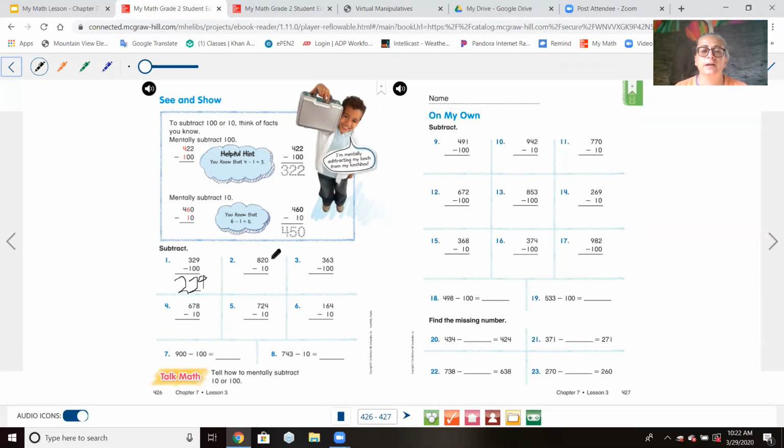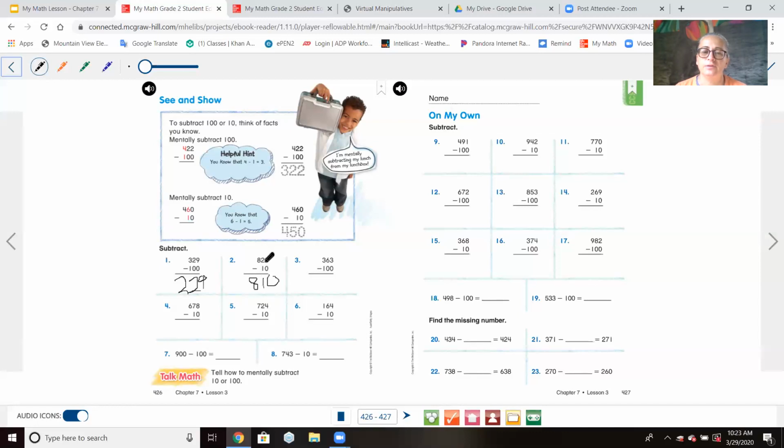So now let's look at 820 minus 10. This time I'm not going to go to the manipulatives. We're just going to follow through looking at ones, tens, and hundreds. When we have 0 minus 0, remember that stays the same. 2 minus 1, here's where we're making the change. 2 minus 1 is 1. And 8 minus, if there's nothing there, that's like a 0.